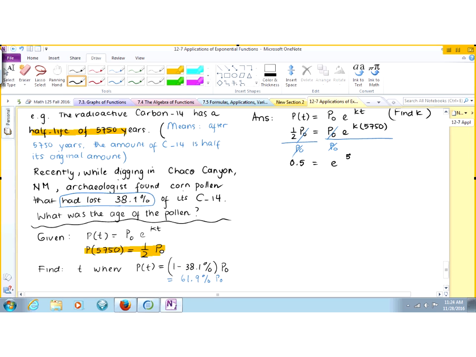So half is 0.5. Let me just write 0.5 is e to the 5750k. All right, then what do I do? ln both sides? Yes. So ln 0.5 is equal to 5750k times ln e.